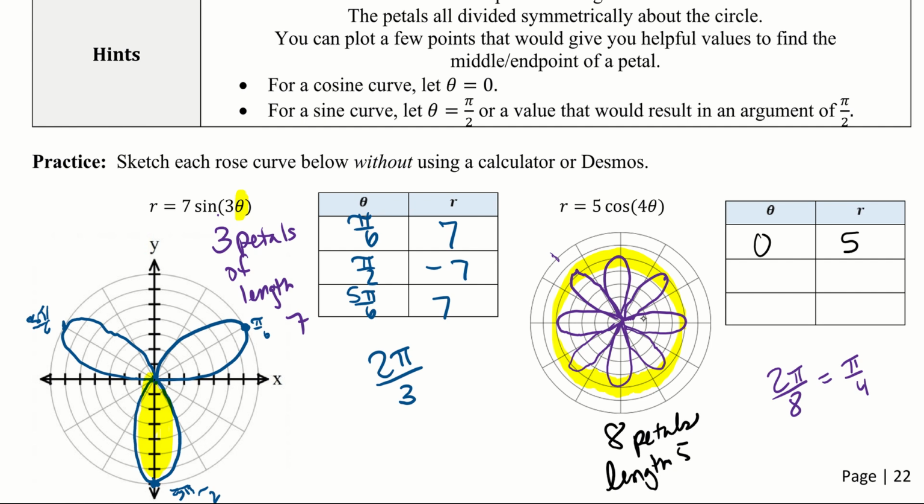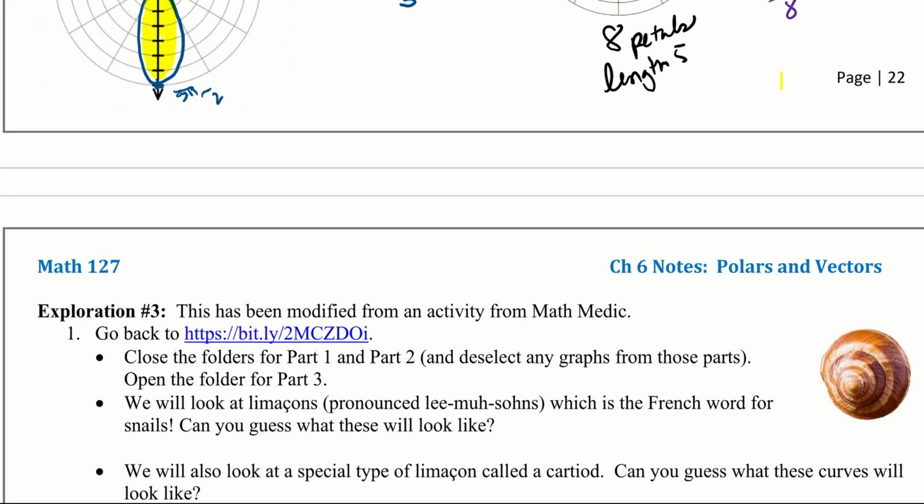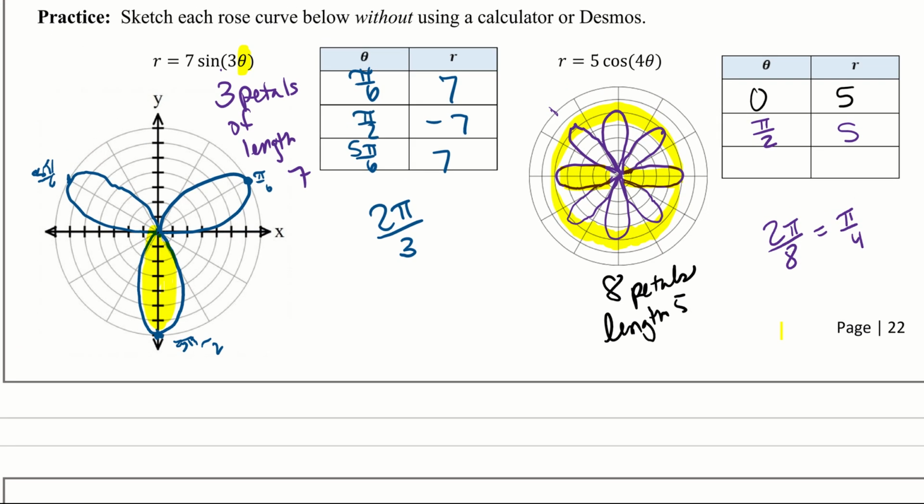So I could keep using the table here, but I don't need to. But if I wanted to, I could plug in numbers like pi over 2, which would get me 4 times pi over 2 is 2 pi, which is the same as 0. Cosine of 0 is 1 times 5 is 5. So notice I have that there. Now, cosine, you're always going to have at least 1 petal along the x-axis. If it's an even number of petals, you'll have 2 of them. But you have this symmetry. But that's how I would do these rose petals, as I would make a table of values to help me out a little bit.